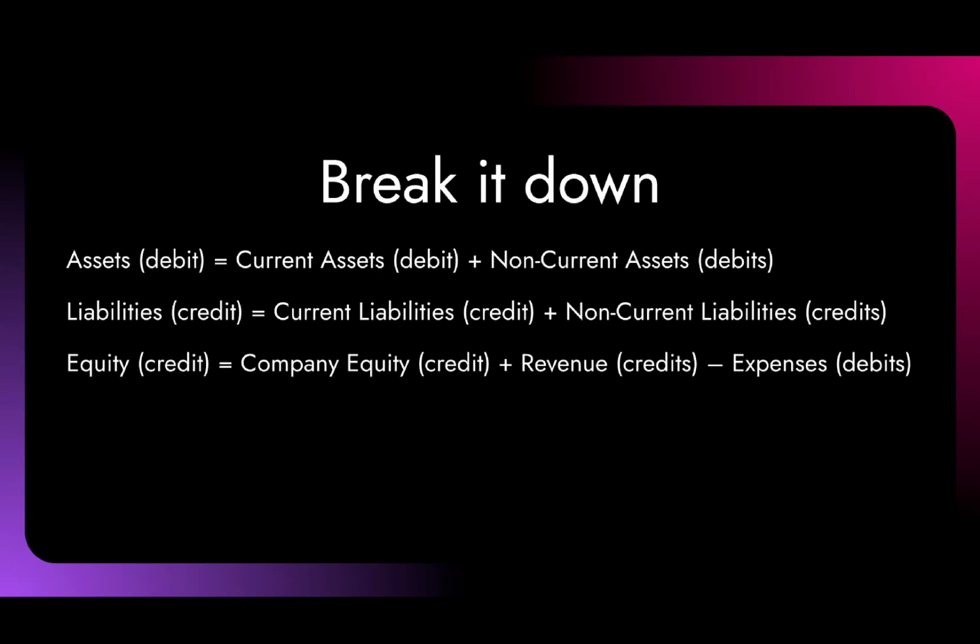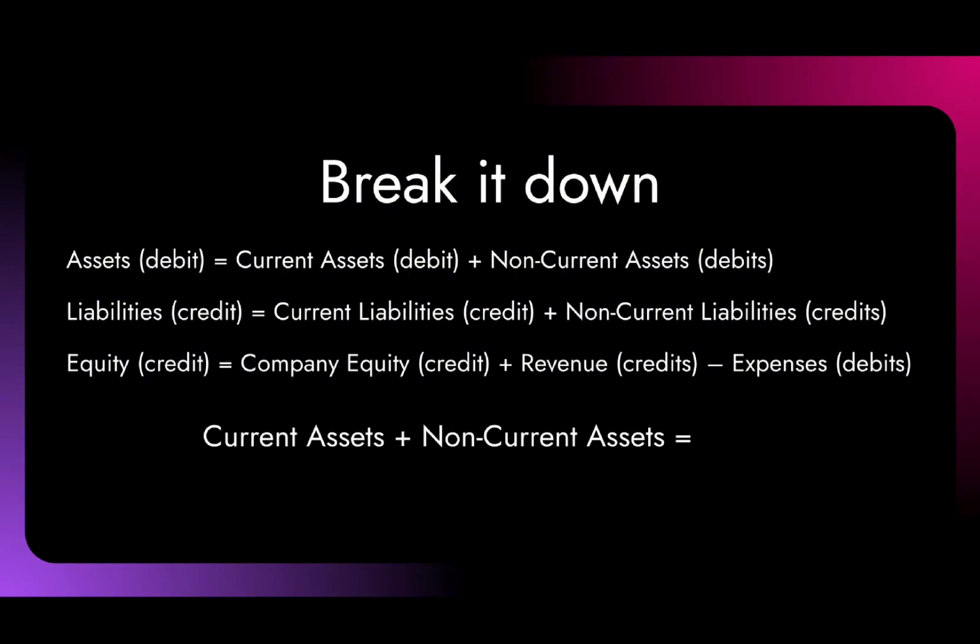Equity can be broken down into three parts. The first part is company equity, and company equity is basically an equity class that does not include revenue or expenses. And we can come back to this class later on, but for now, we can refer to it as company equity or just equity. And then the other two subclasses would be revenue and expenses. And those are fairly self-explanatory. Revenue basically are all of the accounts that track your revenue sources, and expenses are all of the accounts that track your business expense sources.